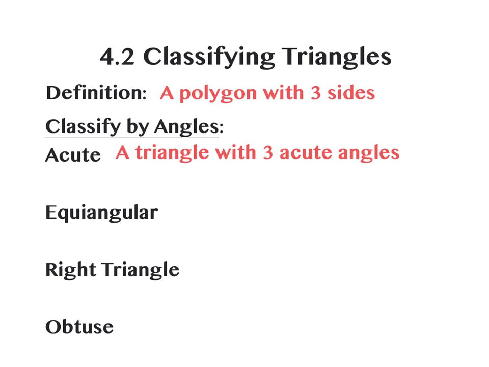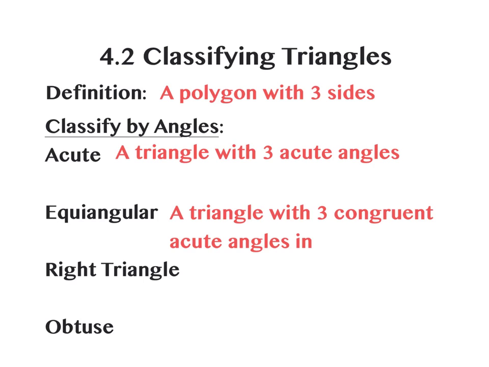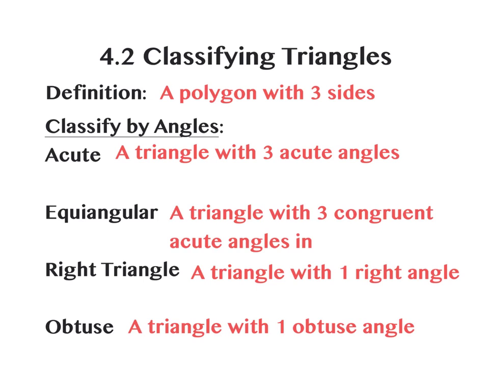Equiangular means 3 congruent acute angles. A right triangle is a triangle with 1 right angle, and an obtuse triangle is a triangle with 1 obtuse angle. So when I classify a triangle, the first thing I will do is classify it by angles. Next will be sides.